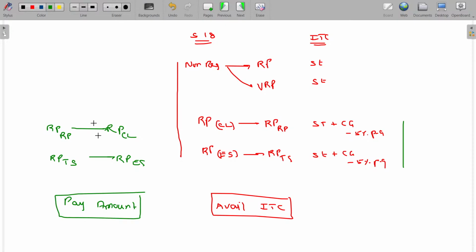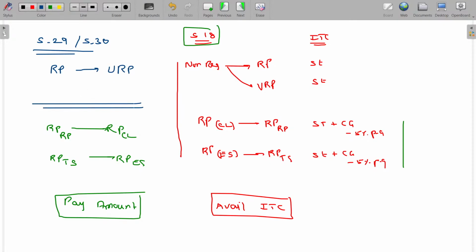Clear? All these things are dealt with under section 18. Now, under section 29 and section 30, what happens? A registered person cancels his registration and becomes an unregistered person. So this component is linked with which chapter?